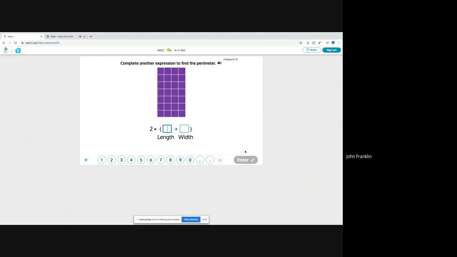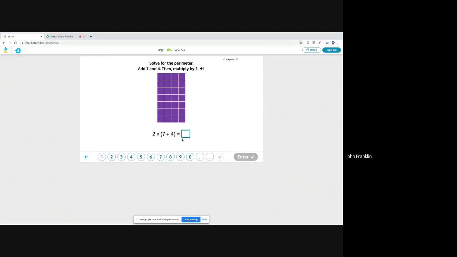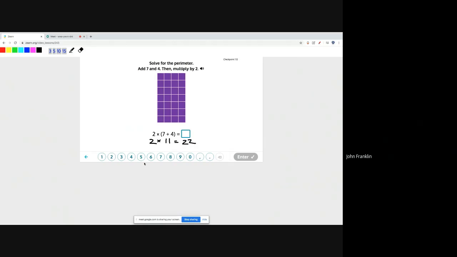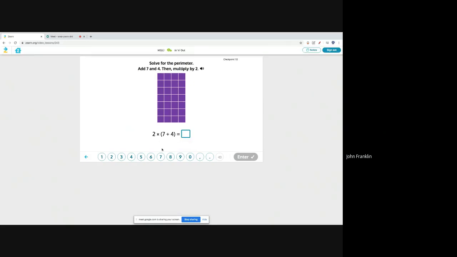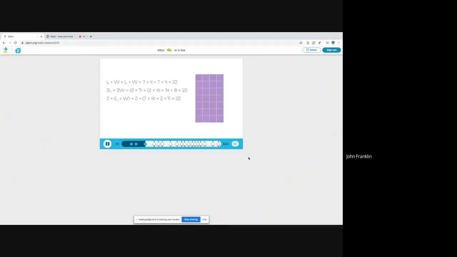So let's try it this way. 2 times the length plus the width. Okay, so we know the length to be 7, the width to be 4. All right, let's try it that way. We got it? So now if we do 2 times 7 plus 4, we know 7 plus 4 is 11. 2 times 11 equals, again, 22. All right, so let's erase, turn off our web writer. Great job again.